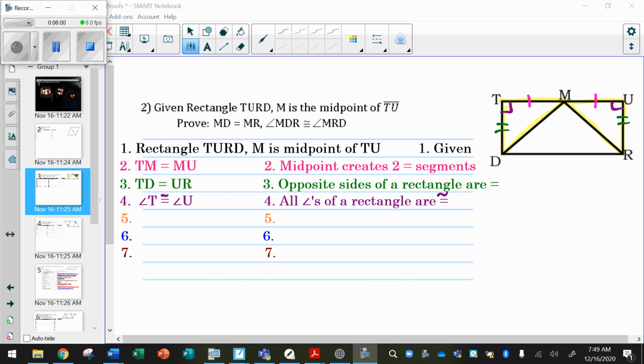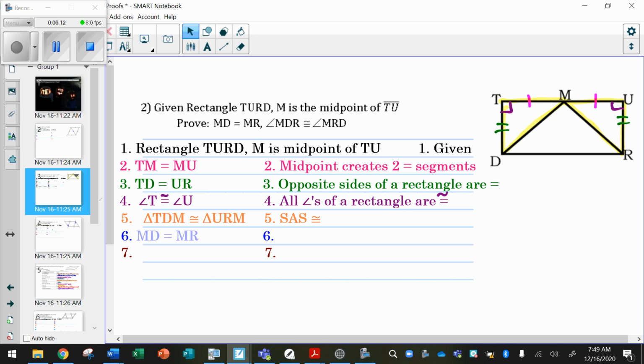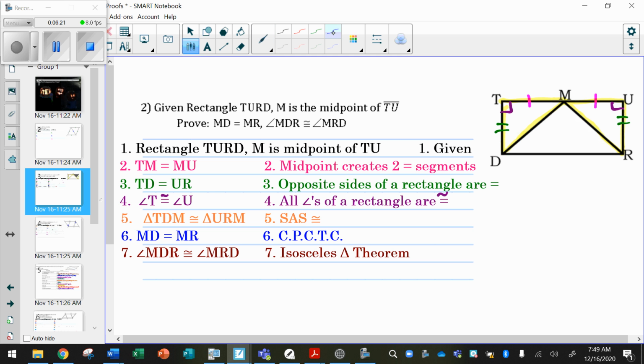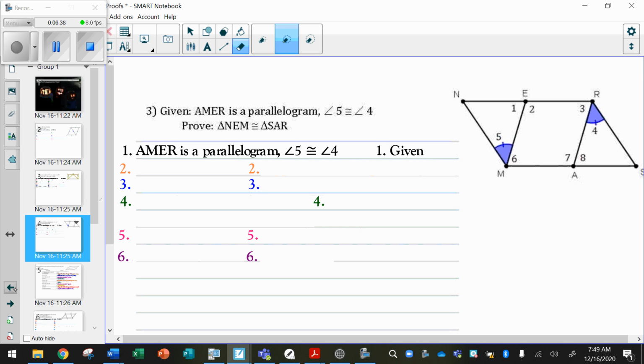So once again, we got the triangles congruent by side, angle, side. We can match up MD and MR by CPCTC. And then we can say the angles that we were asked to prove congruent are congruent because of the isosceles triangle theorem. The isosceles triangle theorem says if two sides of the same triangle are congruent, then the angles opposite those sides are also congruent. So on to our next proof. All right, pause, fill in the givens, and then come back and we'll get started.